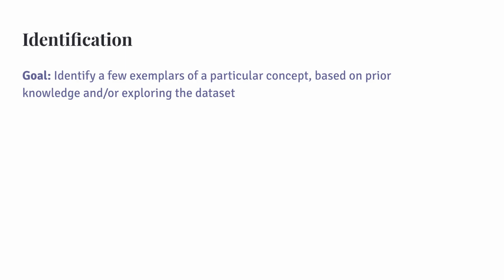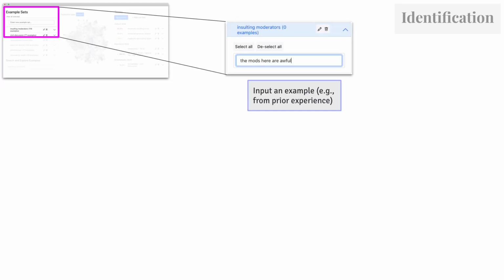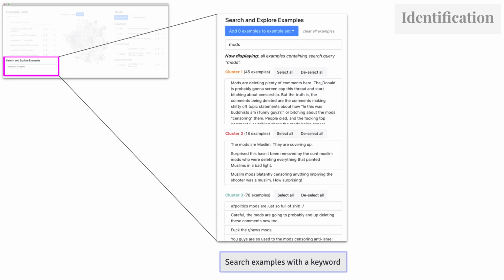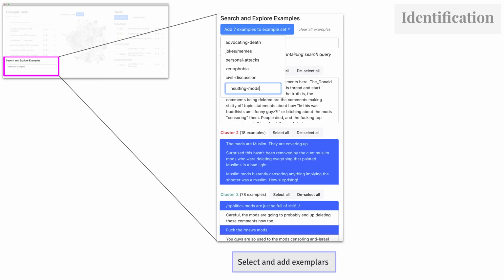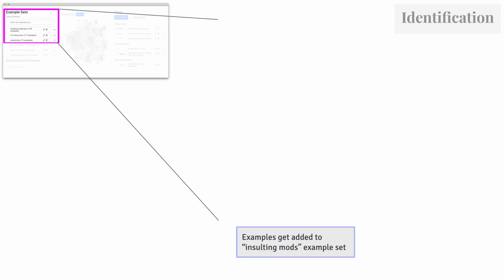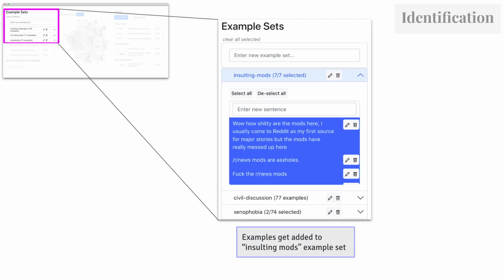So we start with the identification stage. I might already have a particular example in mind based on something that I've seen, which I can input directly to seed the example set. If I didn't have a specific example, though, I can still find one by exploring examples using a keyword. Here, I'm using the keyword mods. Just aiming to find a few relevant exemplars of the concept and use those to seed the example set. Once I do that, they're now part of the insulting moderators example set that's been defined above.